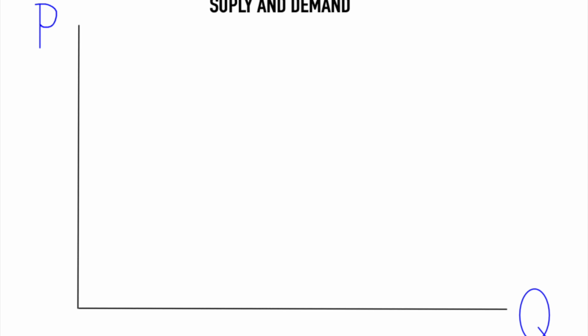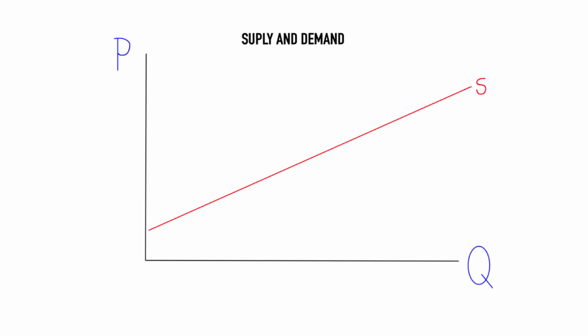There's a lot of this thing. So we're going to talk about one good in one market. So say that you are able to produce a particular good. You're looking at the market.